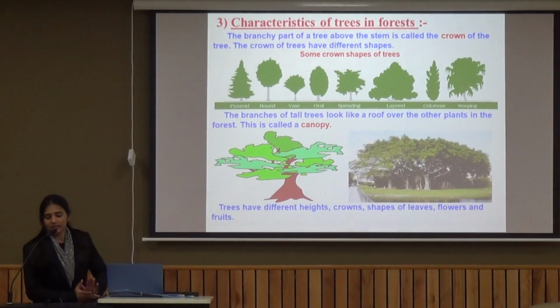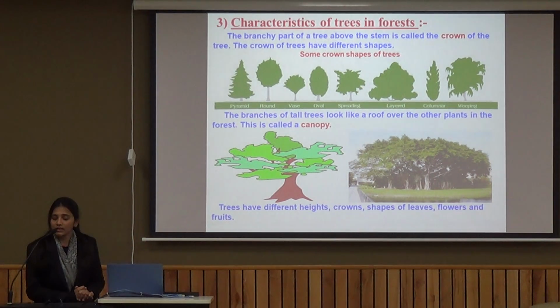And moving on, regarding the characteristics of the trees which are found in forest, in this we are going to study two new topics which we have not studied earlier. First is canopy and another is understory. Now what is canopy? Before proceeding to canopy, we need to understand what is a crown. Now when we see a particular tree, we see that the tree is comprised of a trunk as well as the green area, these leaves. Now the branchy part of the tree above the stem or above the trunk is called the crown of the tree.